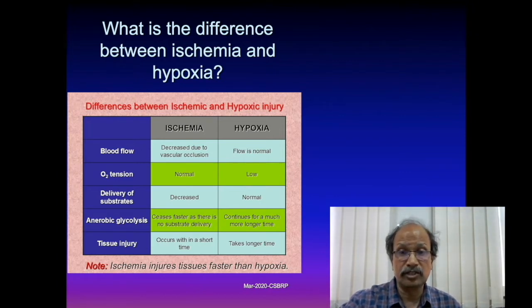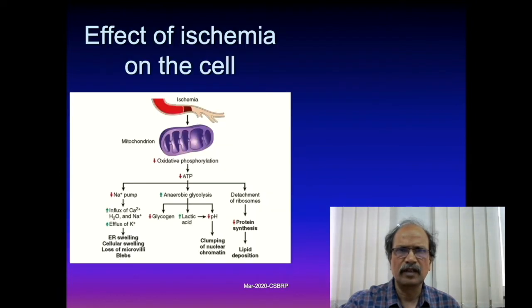Ischemia injures the tissue faster than hypoxia because the delivery of substrates is less in the ischemic mechanisms. And the effect of ischemia on the cell, as I told you, is a drop in ATP and failure of the sodium potassium pump, influx of sodium and water into the cell, efflux of potassium, and the drop in ATP is associated with anaerobic glycolysis and a drop in cellular pH, which is associated again with a drop in lipid and protein synthesis.